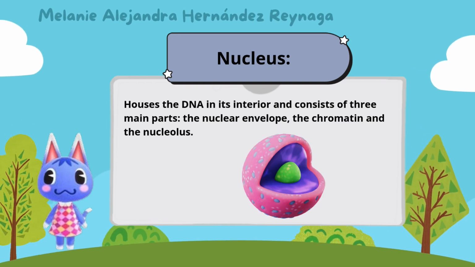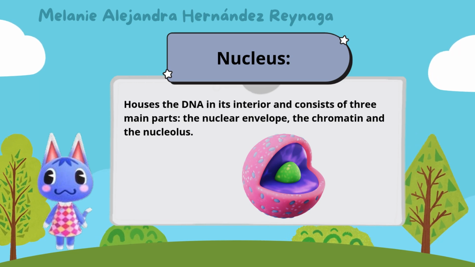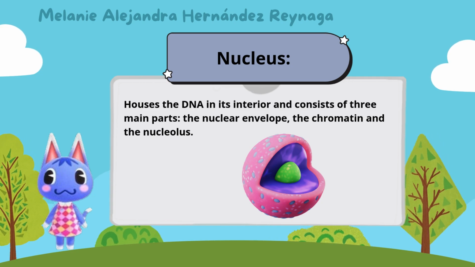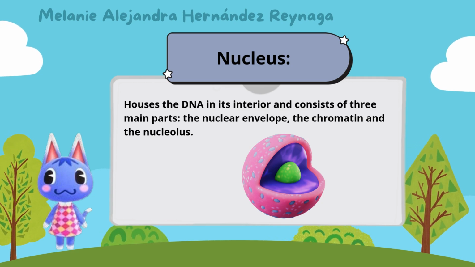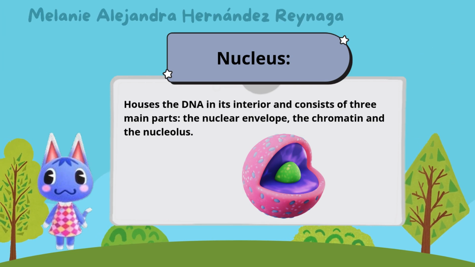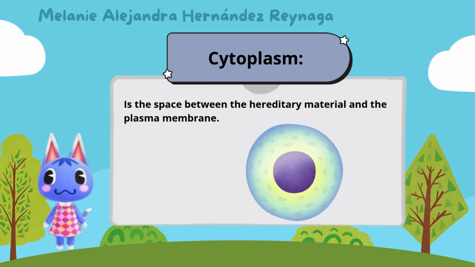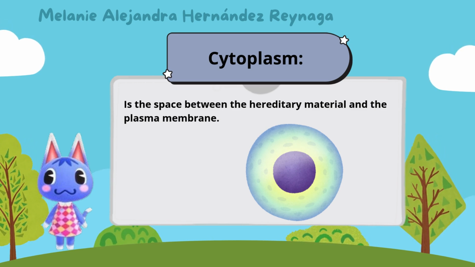The nucleus houses the DNA in its interior and consists of three main parts: the nuclear envelope, the chromatin, and the nucleolus. The cytoplasm is the space between the hereditary material and the plasma membrane.